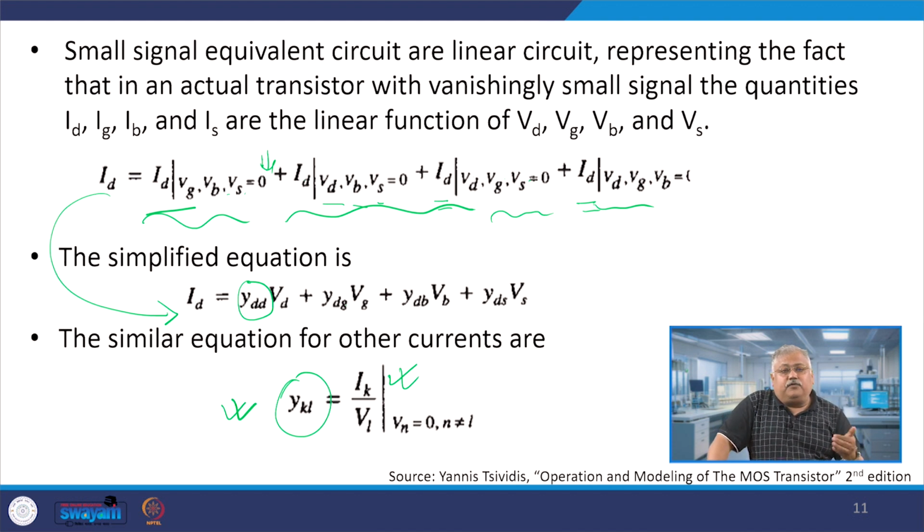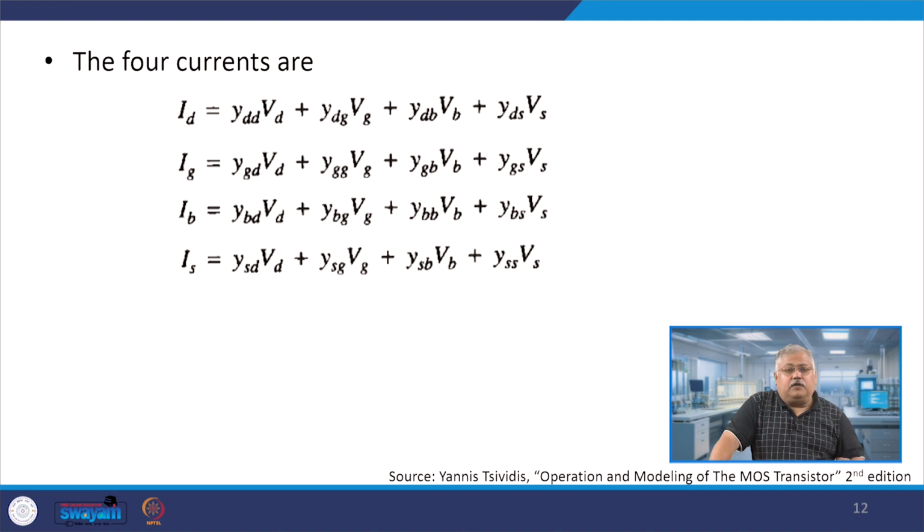So, the Y parameter, its dimension is 1 by ohm and it is referred to as a mho, right, mho. Or we also write it as Siemens, so millisiemens or Siemens we write down. So, it is basically 1 by ohm. When I say Y, I mean to say it is conductance or admittance, which we say here in this case. Therefore, let me write down for you the generalized expression for all the 4 currents.